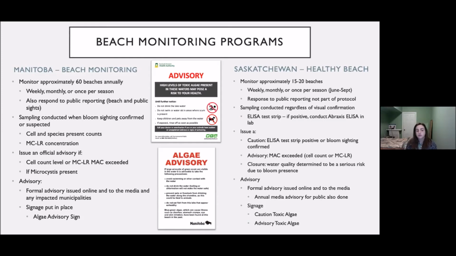So they issue an official advisory if the cell count or the microcystis level is exceeded, or if they count enough of the genus of microcystis being present in the water.